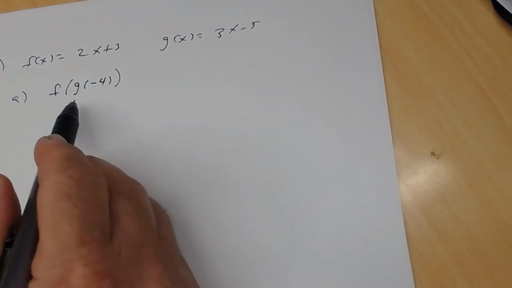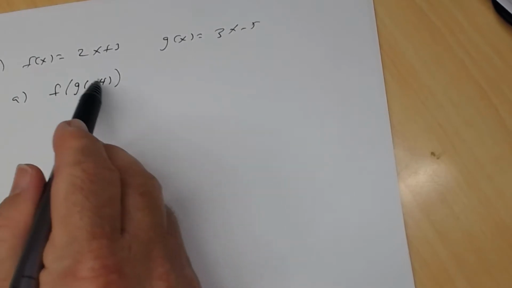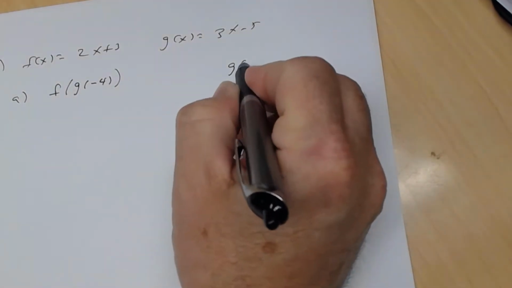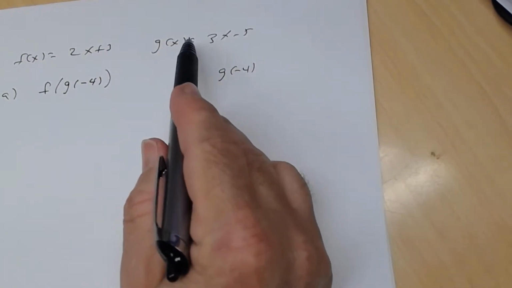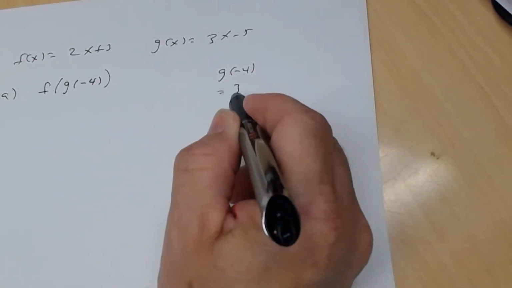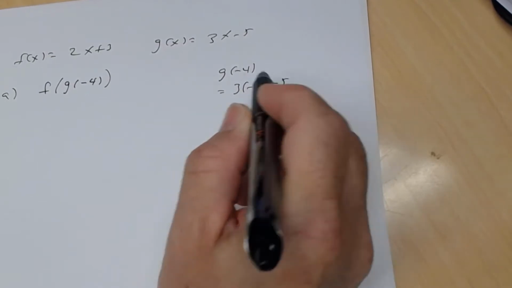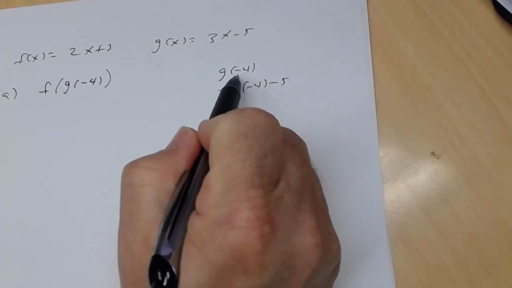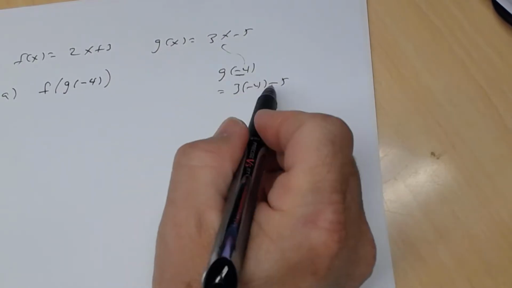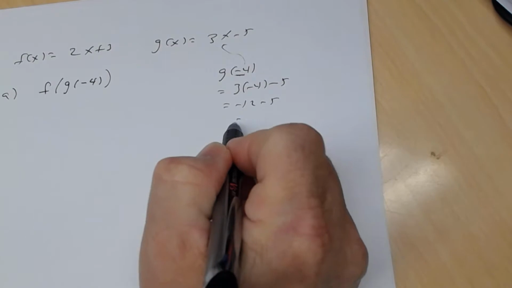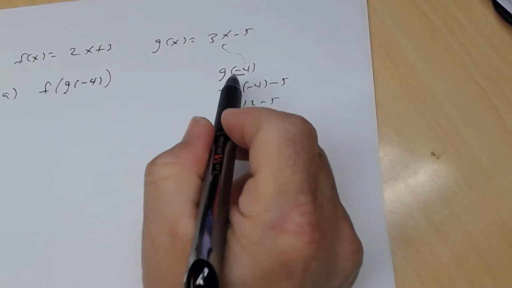Okay, so again, what you would do is you'd find g of negative 4 first. So let's find that. And so I'm going to input negative 4 into the function g. So there's g right here. So it becomes 3 times negative 4 minus 5. So again, wherever I saw the variable x, I plugged in negative 4. That's what that means. So this takes the place of x right here. And so I get negative 12 minus 5, which is negative 17. So that's g of negative 4.